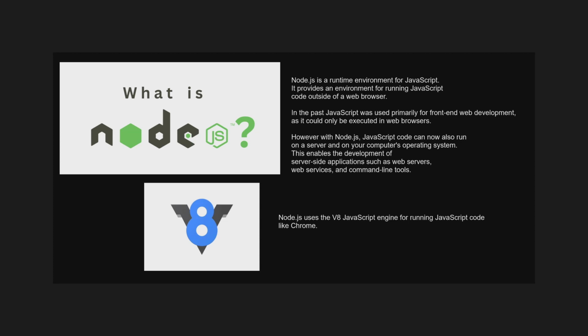Now, just as an aside, Node.js uses the V8 JavaScript engine to actually execute your JavaScript code. So the V8 JavaScript engine is the same one used in Chrome. Now, Firefox and Safari have their own JavaScript engine. So really, Node.js is just a runtime environment and not a programming language, nor a JavaScript engine.